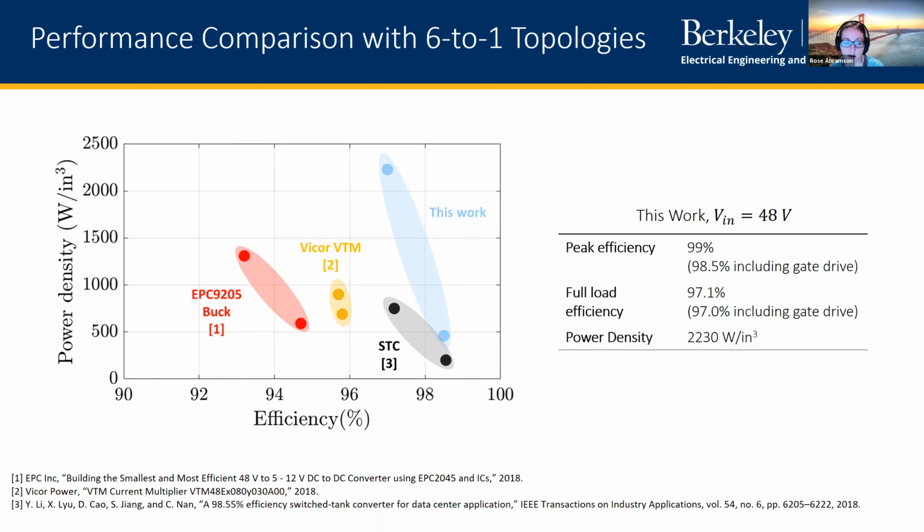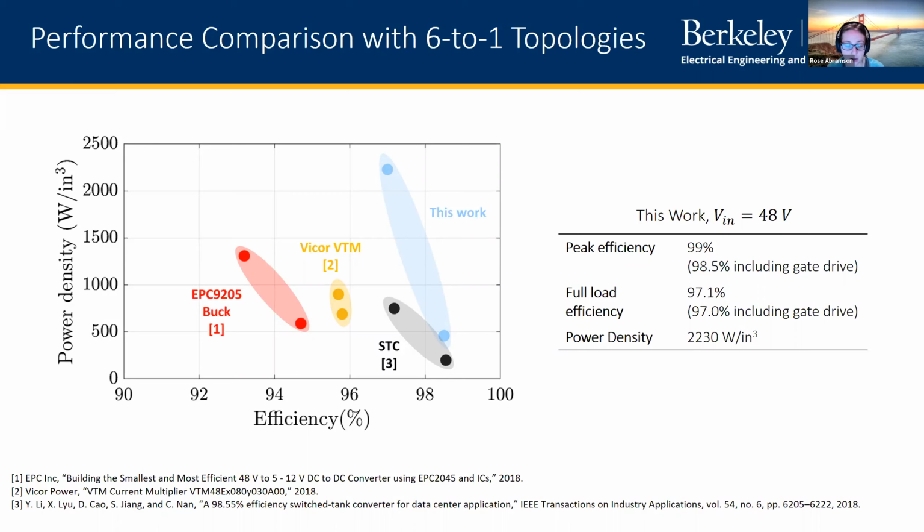If we look at this graph, we're graphing power density versus efficiency. We're trying to capture both how efficient it is and how much power we can get out of a small space. If we plot the power density and efficiency at full load, as well as the power density at peak efficiency, we get two points. That gives us a line that represents the overall performance of the converter in terms of power density and efficiency.